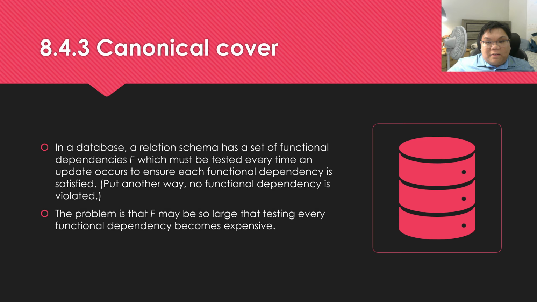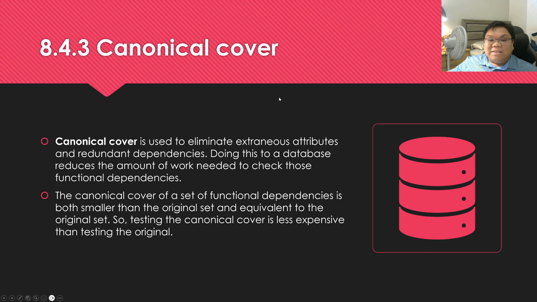That smaller set of functional dependencies is called a canonical cover, denoted as FC. So we find the canonical cover of a set of functional dependencies to eliminate extraneous attributes and redundant dependencies. All this is to reduce the amount of work needed to determine whether a set of functional dependencies was violated during an update.